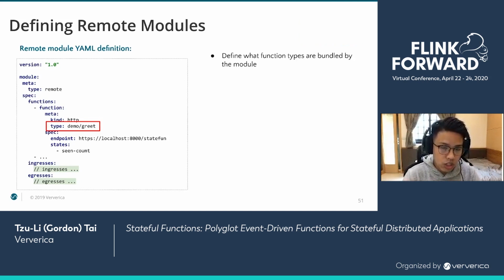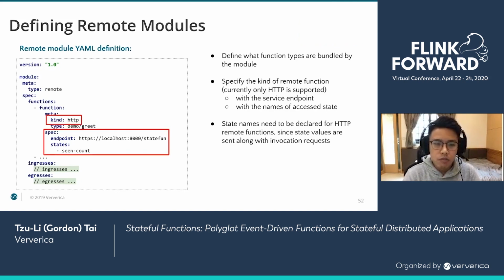You would define what function types are bundled by the module, and you would also specify the kind of remote functions that are bundled. Currently, only HTTP is supported, but we're also planning to support other protocols like gRPC. As part of the HTTP functions definition spec, what you also need to specify is the endpoint of the service, and then the states that it will need to use.